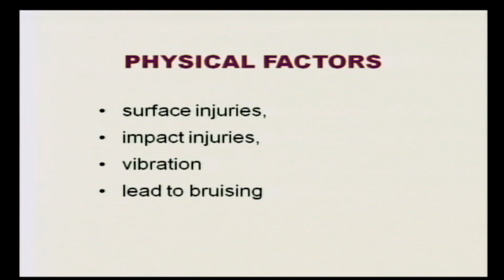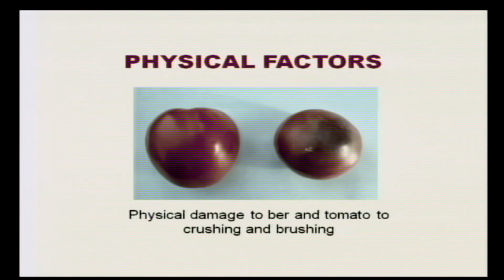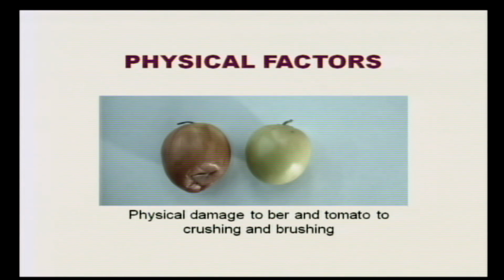Now, what are the factors? Physical factors like surface injury, impact injury, vibration lead to bruising. So we have to take care of these aspects. This is the physical damage to the tomato, which is crushing and bruising. This is also physical damage to the pear because of the crushing and bruising.